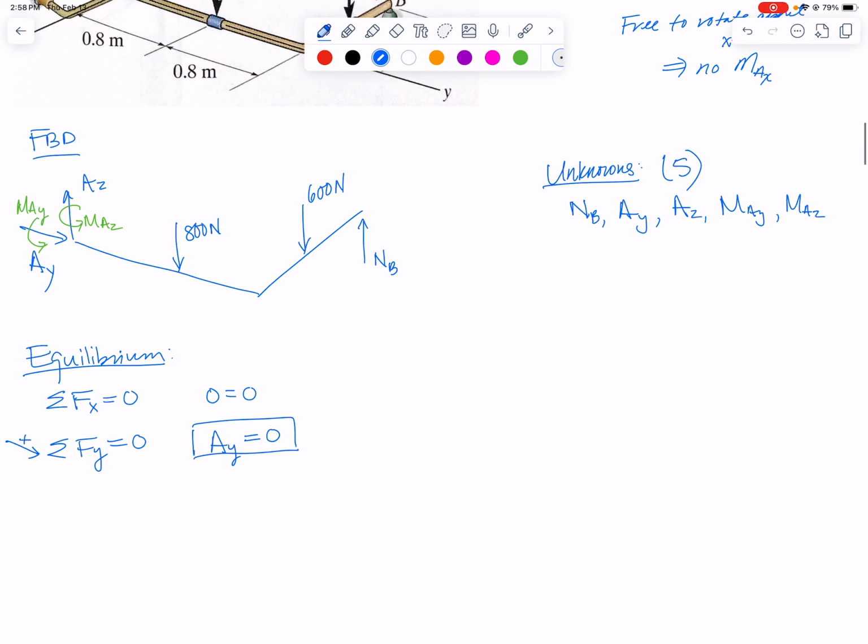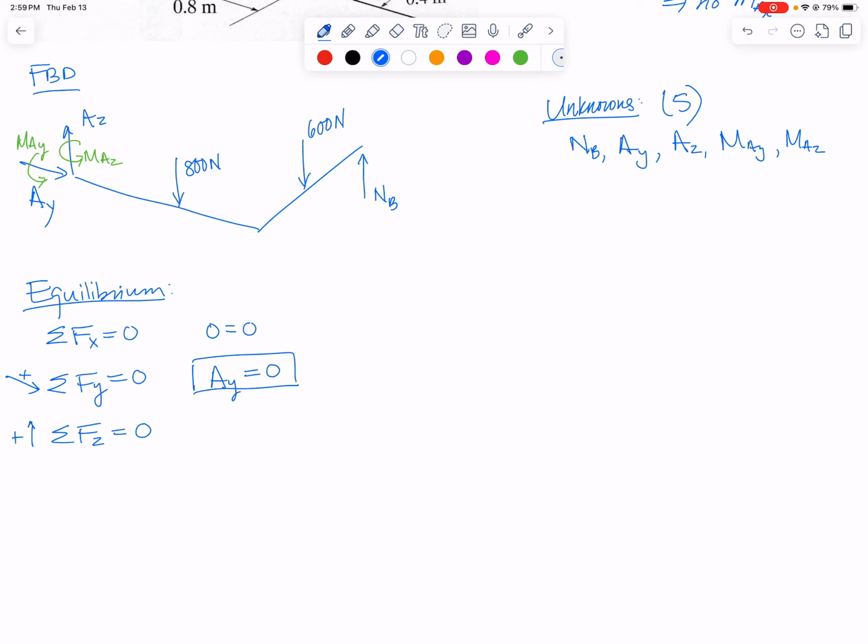One unknown down. Let's sum forces in the Z. Our other force equation will give us upward, I've got AZ and NB that are both unknown. And downward, I've got 800 newtons and 600 newtons. And that has to sum to 0. Can't solve for either of those unknowns yet, but I will use this equation in a couple of minutes. If we run out of force equations, we are going to have to do moment equations next.